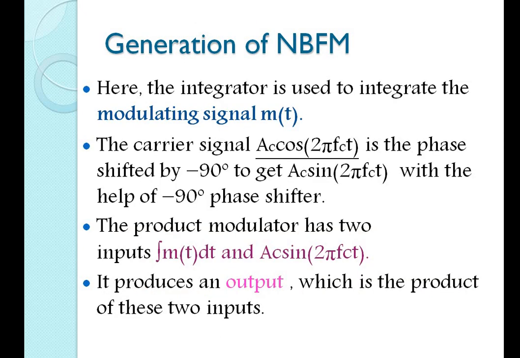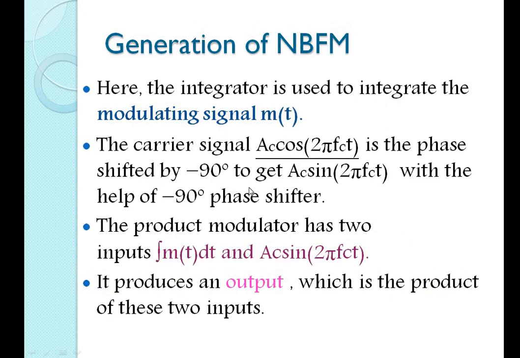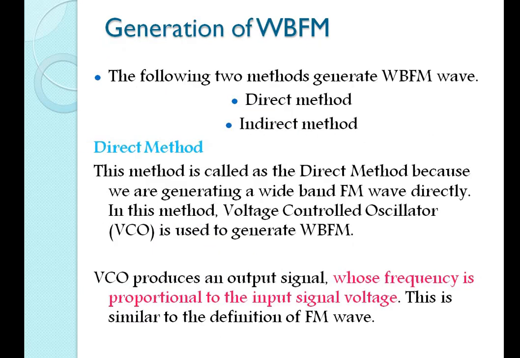Now see, the integrator is used to integrate the modulating signal m of t. The carrier signal, which is Ac cos 2 pi fct, is phase shifted by minus 90 degrees to get Ac sin 2 pi fct over here, and the product of these two is given as the output, a narrowband frequency modulated wave. Clear? Now see the generation of wideband frequency modulation.